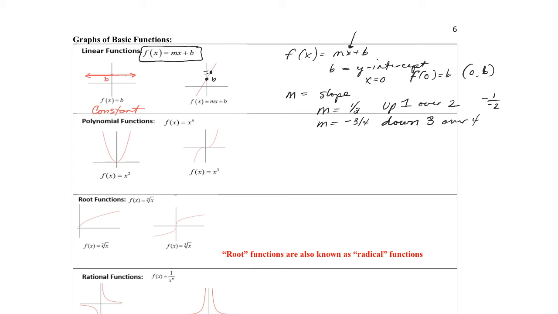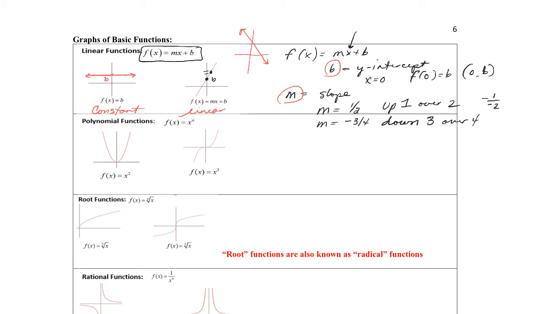And of course, f of x equals mx plus b is what we think about for a linear function, where again, b is the y-intercept and m is the slope. In this particular graph, you can see it has a positive slope. If it had a negative slope, I'd be looking at something like this. Okay, now remember, you read a graph from left to right, just like you read a book from left to right.